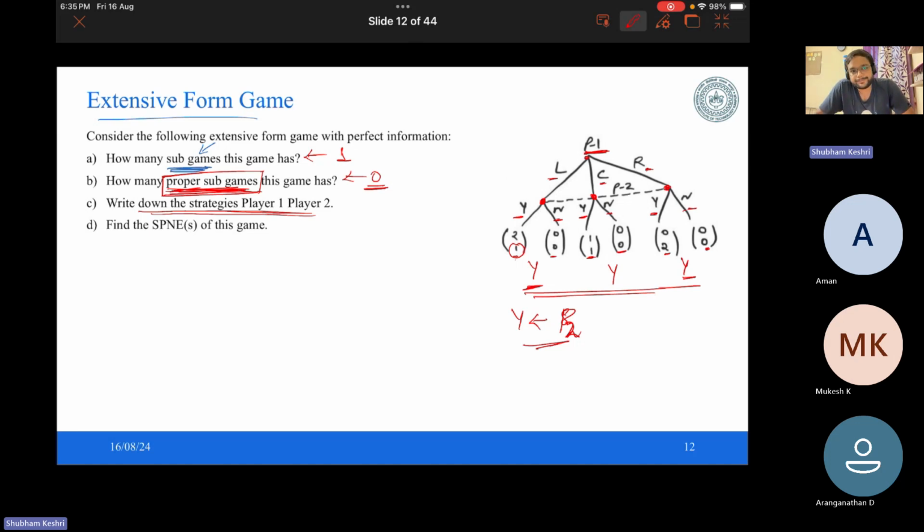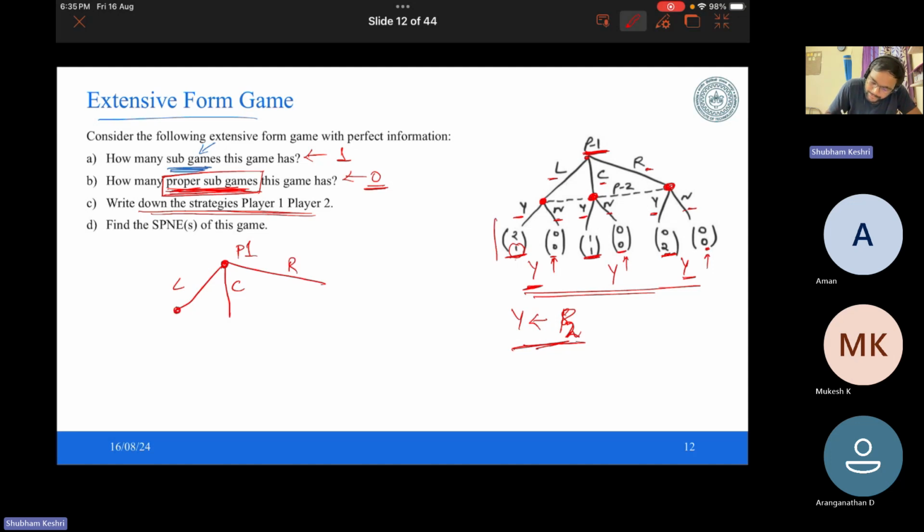Is this correct? Because at this node, or this node, or this node, player 2 will always choose y because utility of y is more than n. Therefore, whatever I choose, player 2 will always choose y. Now player 1 knows, okay, player 2 will choose y. Now the game will be reduced. We'll have a reduced game, L, C, and R.